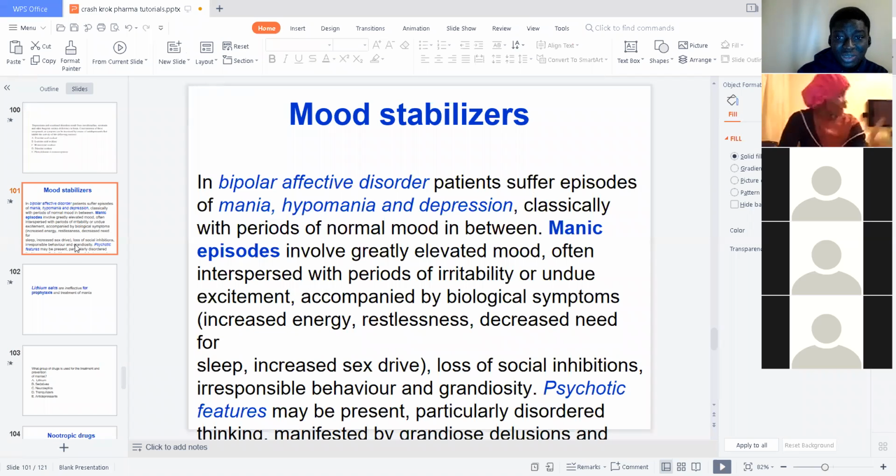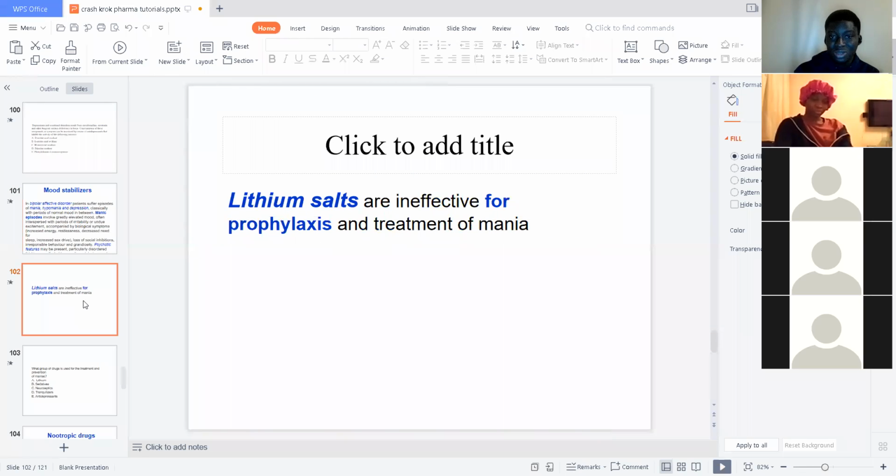Okay. So mood stabilizers. For mood problems, we have bipolar disorder. Bipolar disorder has two spectrums, so you have mania or depression. We all know how depression looks like, but mania is a state of insomnia and hyperactivity when you're restless. So the drug for mania is lithium salts. It's quite straightforward. The drug for prophylaxis and treatment of mania is lithium salts.